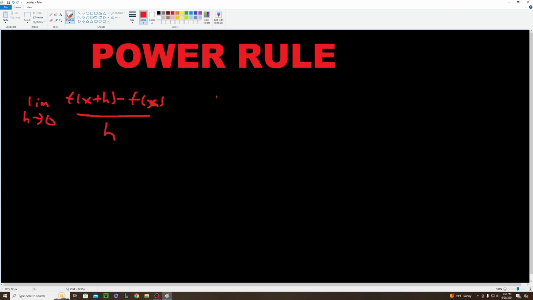Pretty much, if you have a function that's x to the n power, the derivative of this function will be n times x to the n minus 1. This may look confusing, but it's really not. I'll give you a few examples. Let's say you have x cubed, that's the x to the n version. Then you do 3 times x to the third minus 1, which would be 3x squared.